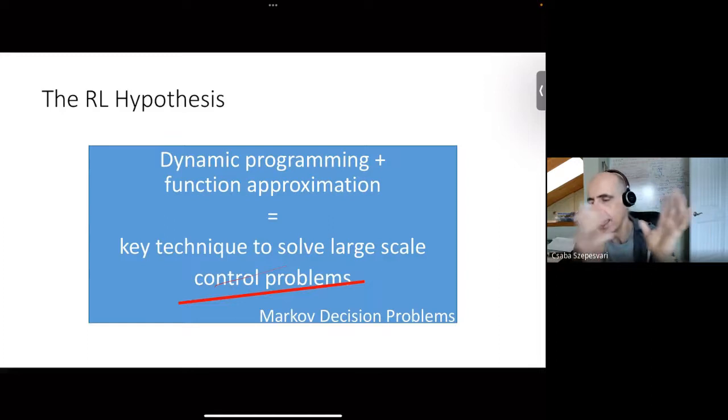So the hypothesis is that dynamic programming and function approximation is the key technique to solve large-scale control problems, or more precisely MDPs. It is kind of the central theme of reinforcement learning, if you wish, or should be. If you ask me, this is the central hypothesis, and for a large portion of the remaining class, we are looking at to what degree this hypothesis is supported. Is this true? Can we do this or not?